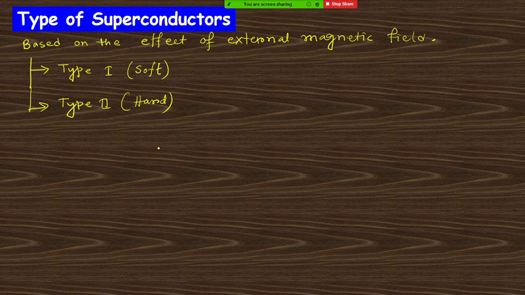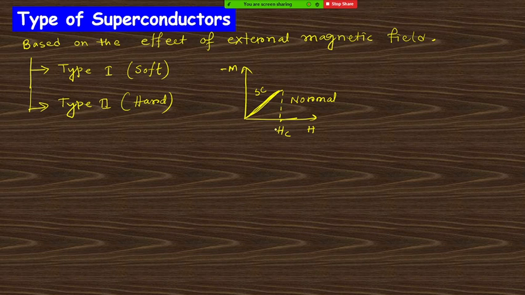Okay, if you see this, this is the minus M versus H, and the nature will be like that. After a certain point, this becomes 0. After this value, which is called HC, the critical magnetic field, below it is the superconducting state and above it is the normal state. Above HC, the superconductor changes into the normal state. This is type 1.